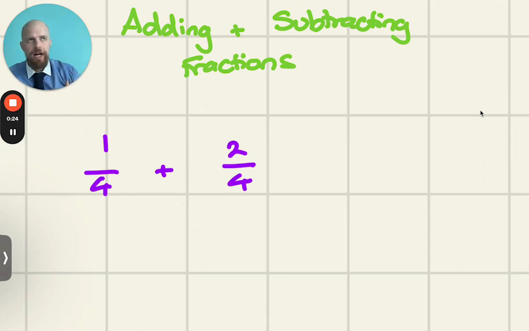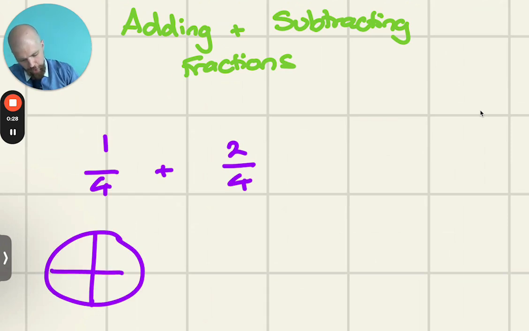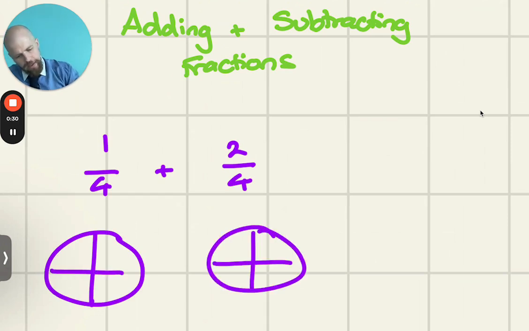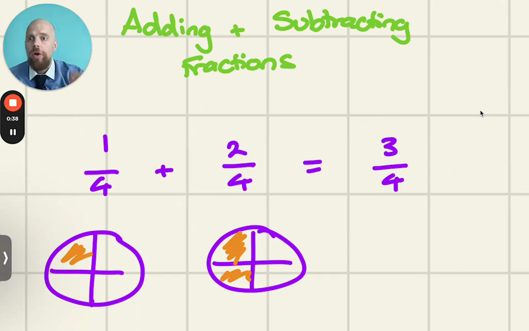Now, if you think about a circle or slices of a pizza, if I chop it into quarters, and I take one slice of a pizza and I take two slices of a pizza, then in total I have 3 slices of the quarter, or 3/4. So when we're adding or subtracting fractions that have the same denominator, it's the number at the bottom, we just add or subtract the numerators.